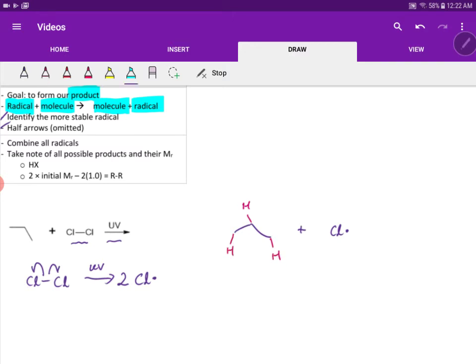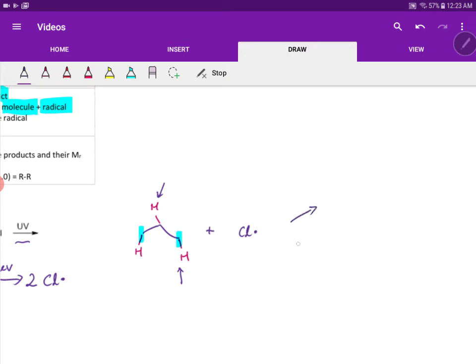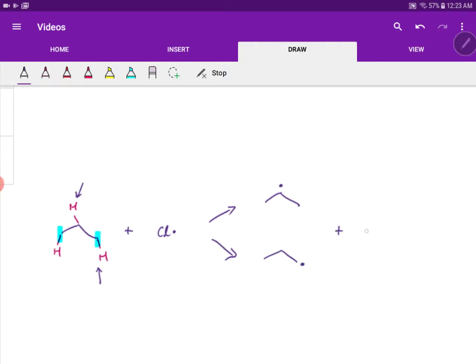But in the previous lesson, we know that these 2 points are equivalent. These 2 hydrogen atoms, or rather these 6 hydrogen atoms, are all equivalent. So what this Cl can do is take away either this hydrogen or this hydrogen, to form either a radical here or a radical here, plus HCl. How do I draw this out in my full displayed formula?